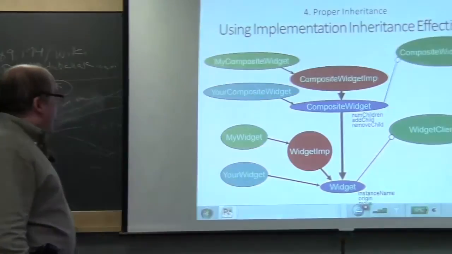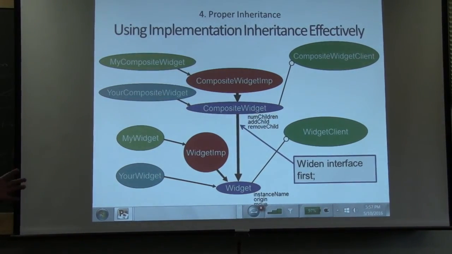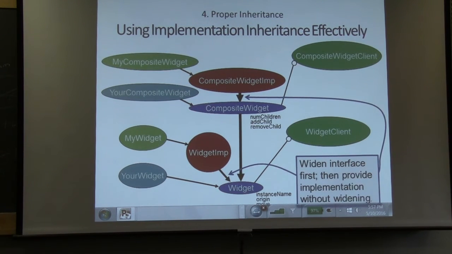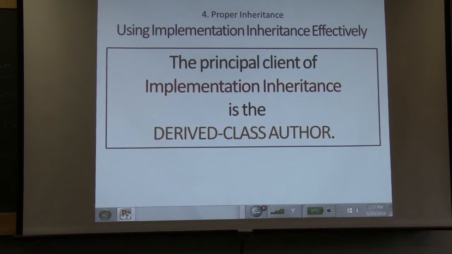All right. So everything here now starts to look a little better. Widen the interface first, then implement it. That's the story here. The interface should be substitutable first, then implemented. Now it all works. The principal client of implementation inheritance is the derived class author. This is also known as selfish inheritance. If you're inheriting because you want to factor your code, not so good. If what you're doing is providing a factored implementation for a particular framework so that your clients, who are the derived class authors, can get their jobs done more quickly, it's tolerable.